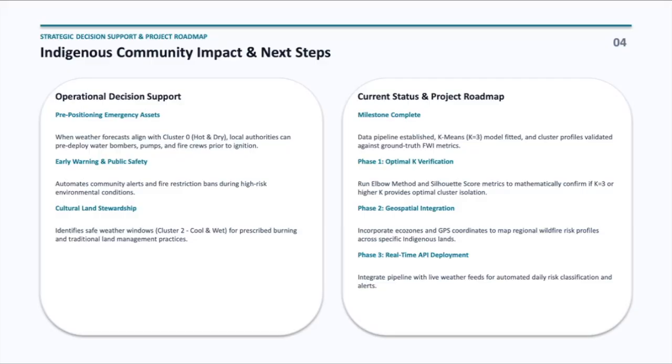So, current progress and next steps. Thus far, data pre-processing, exploratory data analysis, and baseline K-means modeling have been completed. Moving forward, some examples of next steps could involve evaluating density-based algorithms to better capture irregular weather patterns, as well as integrating spatial mapping features to tailor these insights to specific local territories.